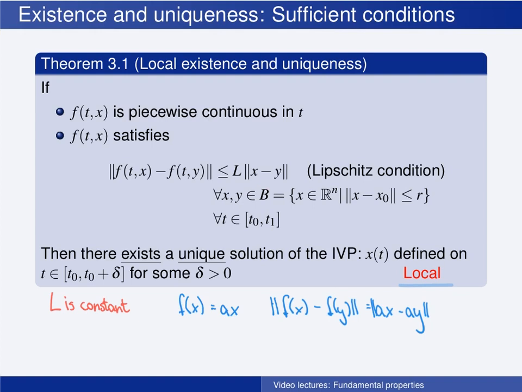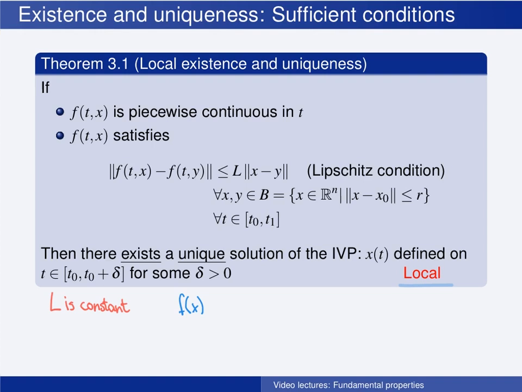By the properties of the norm that we talked about previously, we can move the scalar out, and this is thus equal to the absolute value of a times the norm of x minus y. So the scalar linear system satisfies the Lipschitz condition with an equality and with the Lipschitz constant L equal to the absolute value of the scalar a.